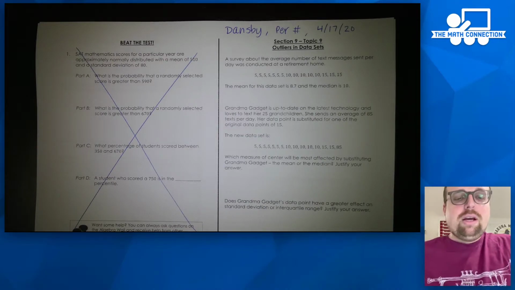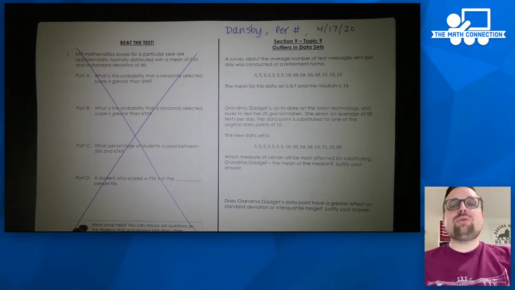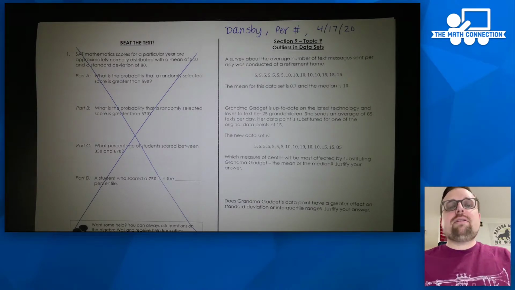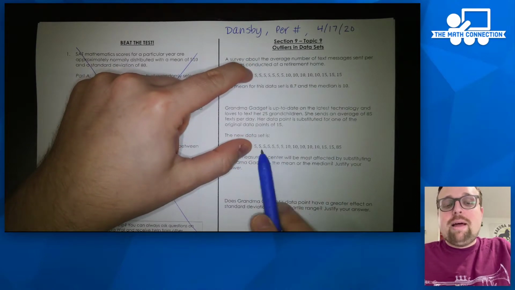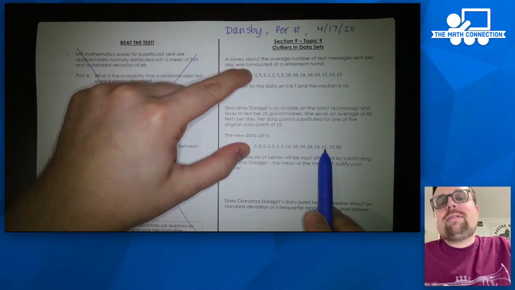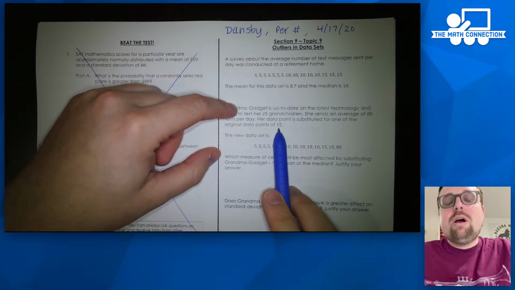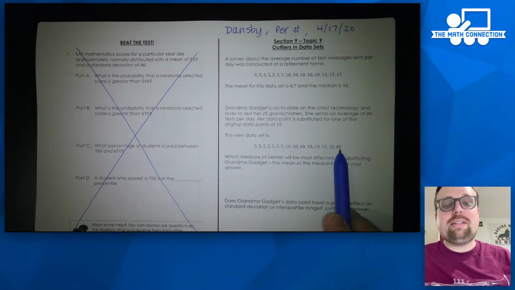Love that name. Grandma Gadget is up to date on the latest technology and loves to text her 25 grandchildren. She sends an average of 85 texts per day. Her data point is substituted for one of the original data points of 15. Okay, so the new data set looks like this. It's almost exactly the same as the previous one, except now, instead of one of these people who was only sending 15, we're going to count Grandma Gadget who's sending 85. Okay, so that's the only difference in the data here.